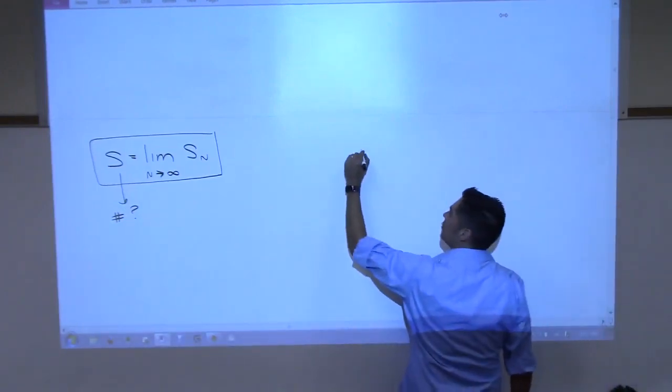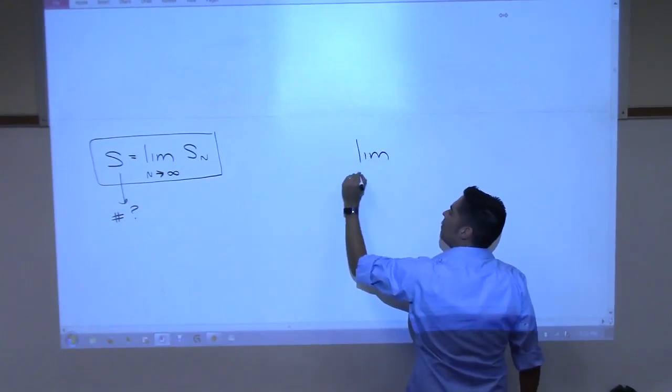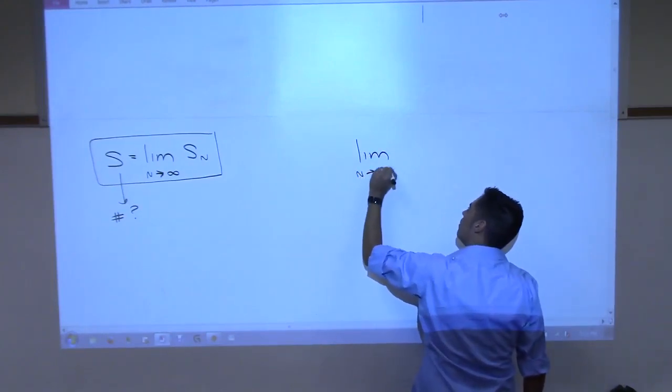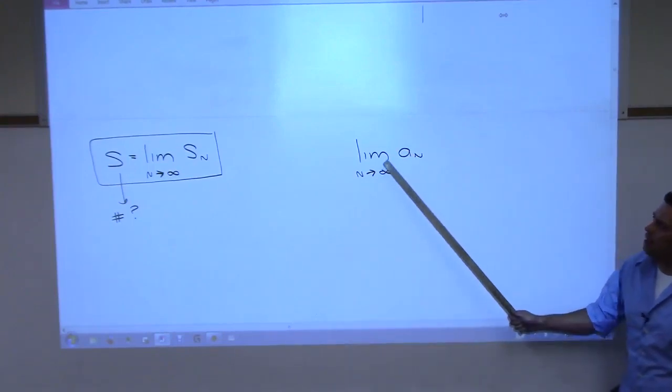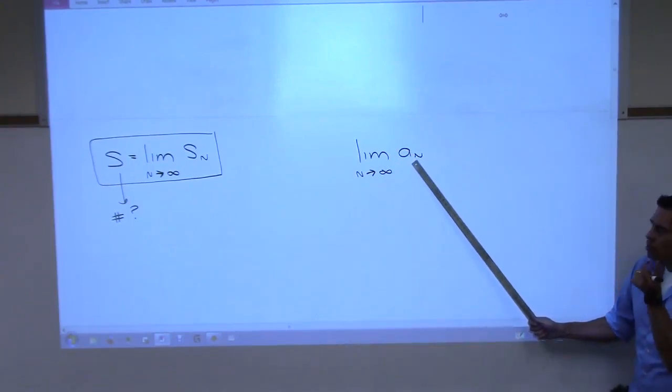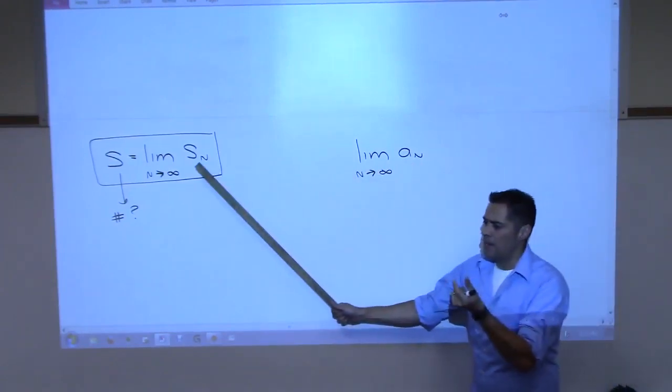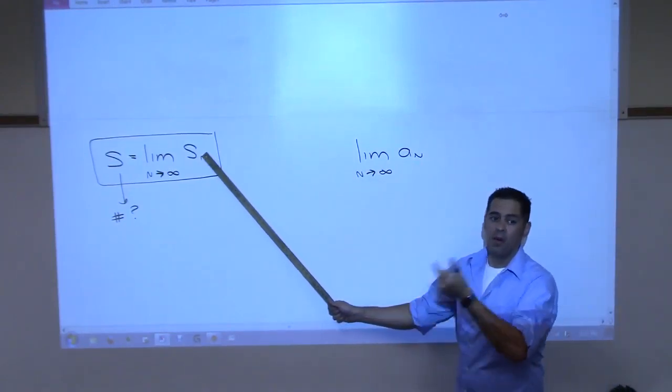Compare that to this. This is what we did last class. This was just asking us to find the limit of the individual term or number within a sequence. This is asking us to find the limit of the sum of all the terms.